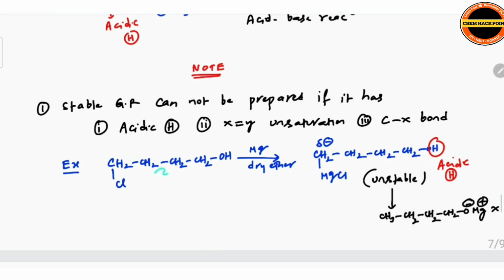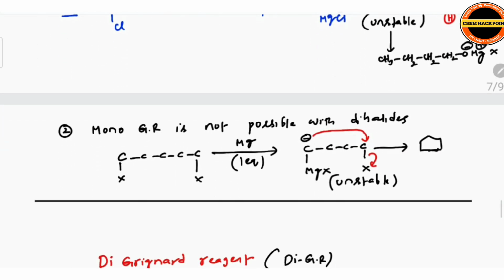For example, see, this particular reagent we are using to prepare a Grignard reagent in the presence of magnesium and ether. Here, the resultant compound has acidic hydrogen, OH. If the resultant compound has acidic hydrogen, it is unstable, it reacts further and forms another compound, ethoxy magnesium halide. It's not a Grignard reagent. Further reaction occurs. Mono Grignard reagent is not possible with dihalides.